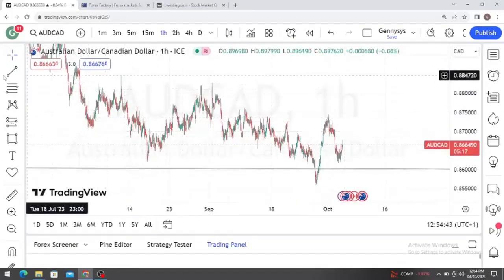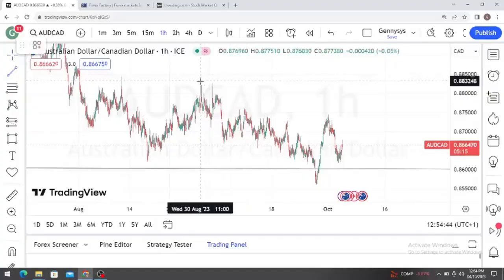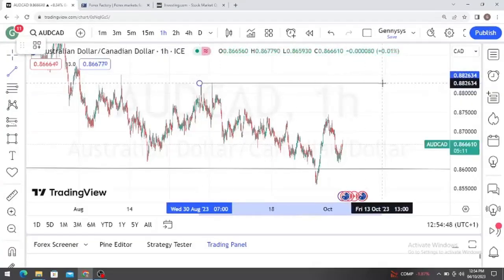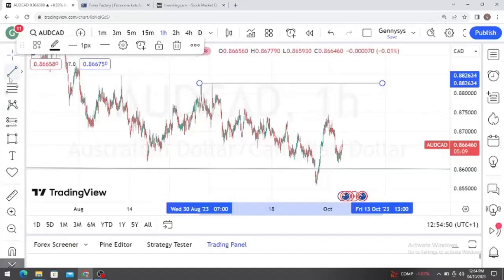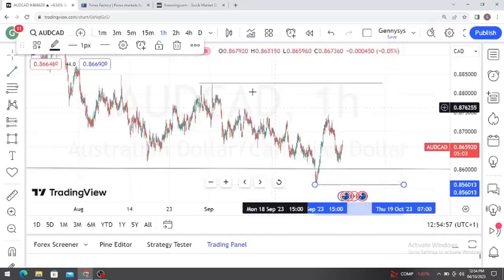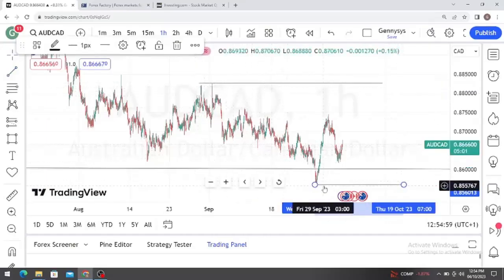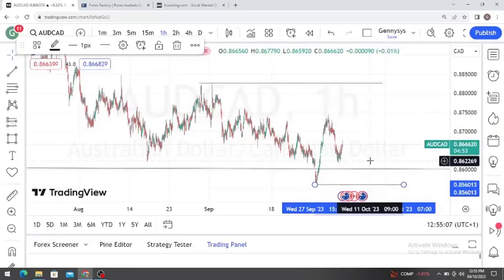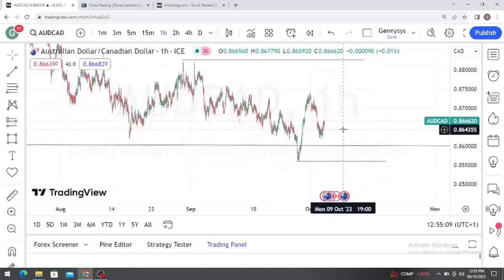The most recent structure on the 1 hour time frame will be here. This is a high, and this is the low, right? So from here to here is the most recent, and obviously it has gone up to create a new lower high to drop down some more. How do we play this?